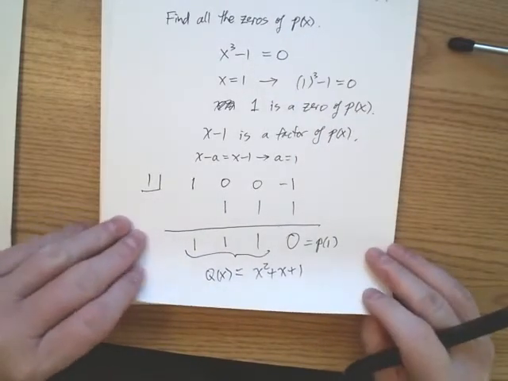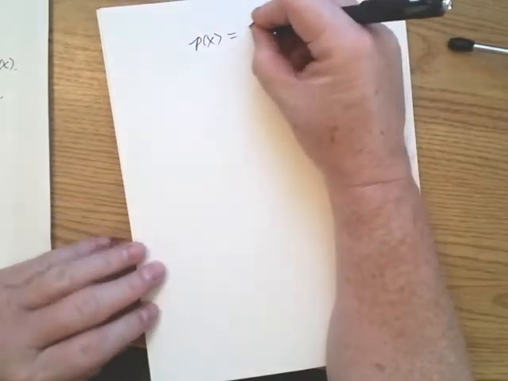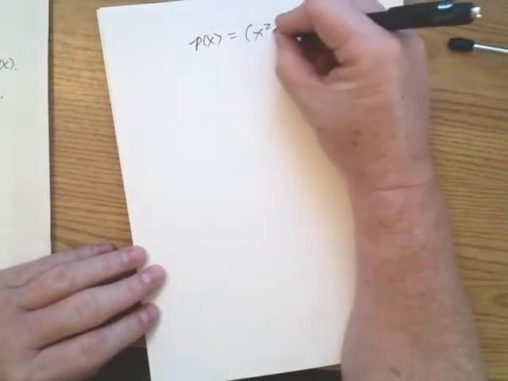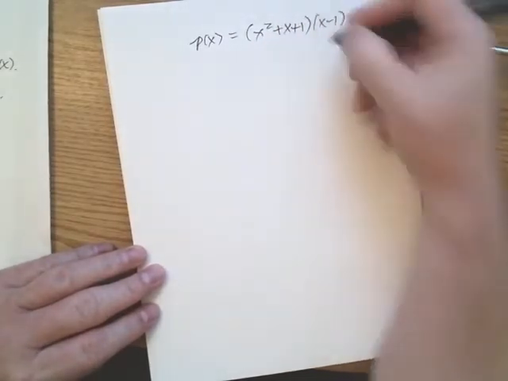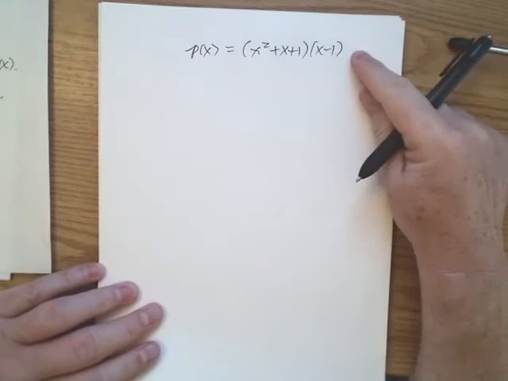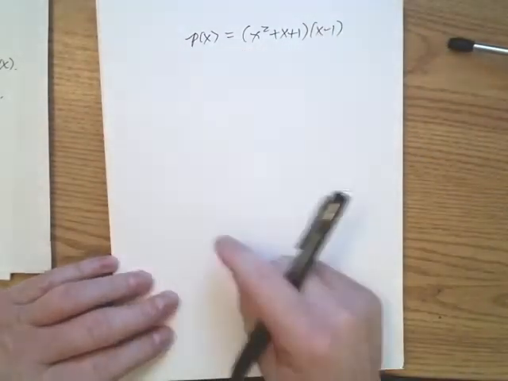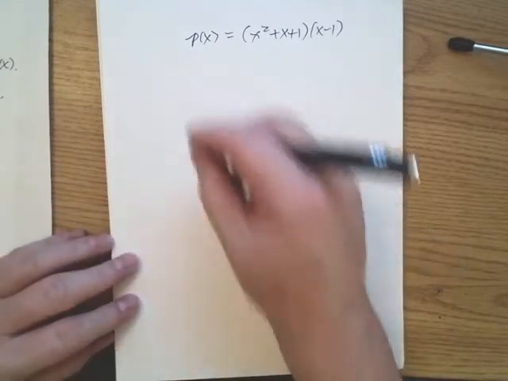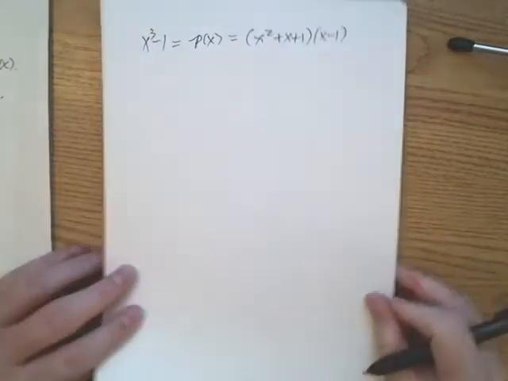Okay? So what have we really shown? We've shown that p of x is quotient x squared plus x plus 1 times x minus 1 plus remainder 0, right? So we can skip that, okay? All right, so we've actually got a factorization of our original polynomial, p of x. I guess I can write this here now, okay, if I want to.